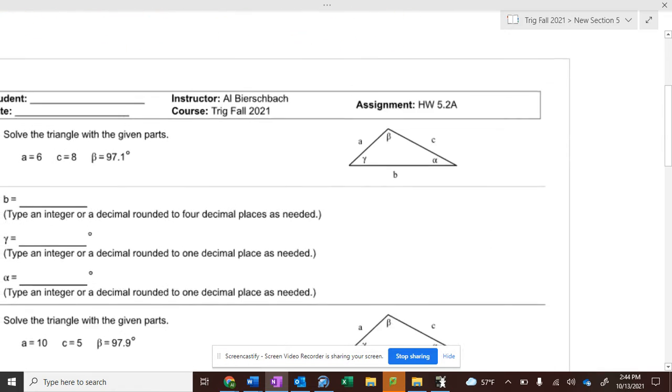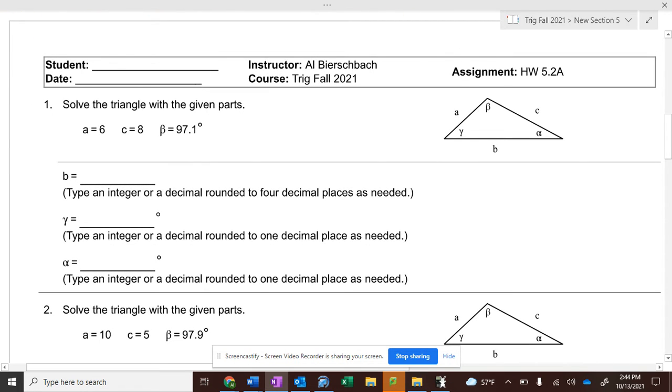Law of cosines. So an example of law of cosines. If I want to find side B, because I'm given A is 6, C is 8, and angle B is 97.1. So I want to find side B because that's opposite here. Okay? So, law of cosines is what we're looking for a side, B squared equals A squared plus C squared minus 2AC cosine of B.